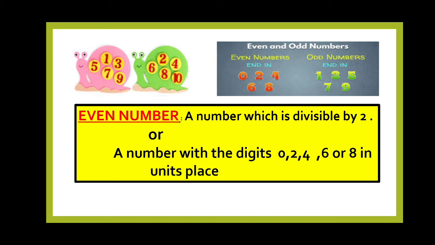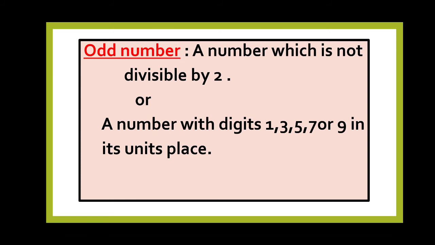Now let us understand it. What is an odd number? A number which is not divisible by 2 is called an odd number, or to say simply, a number with the digit 1, 3, 5, 7 or 9 in its units place is called an odd number. No need of doing any division to check whether it is an odd number or not. Simply check whether these digits are there in its units place. If the digits are in the units place, then it is an odd number.